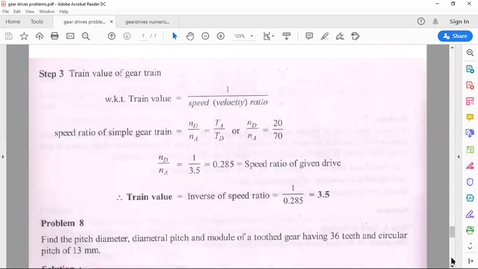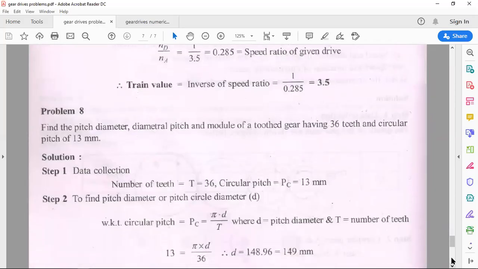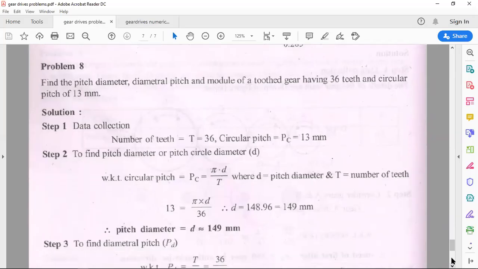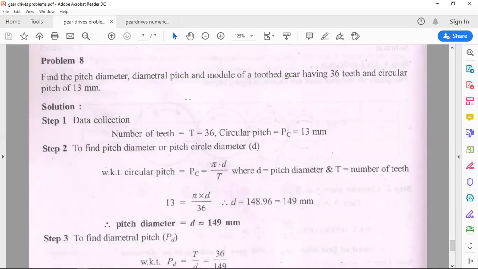So this is about this, and then the last problem. Find the pitch diameter, which I have discussed in the gear terminology: pitch diameter, pitch circle diameter, pitch circle, addendum, dedendum, module, all those. Based on that, one question is here. Find the pitch diameter, diametral pitch, and module of the toothed gear which has 36 teeth and a circular pitch of 13 mm. You should know what the circular pitch is. Circular pitch is defined as pi into d by t.